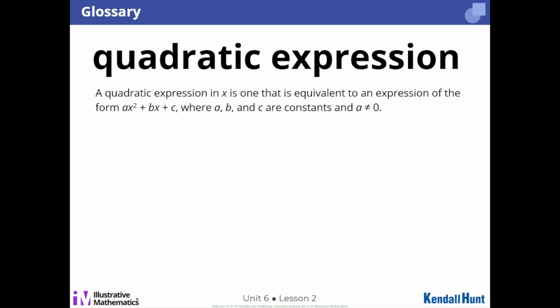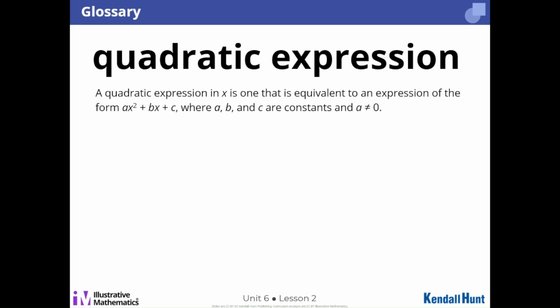We have one glossary term today, and that is quadratic expression. A quadratic expression in x is one that is equivalent to an expression of the form ax squared plus bx plus c, where a, b, and c are constants, and a does not equal 0. And that's the important part here.